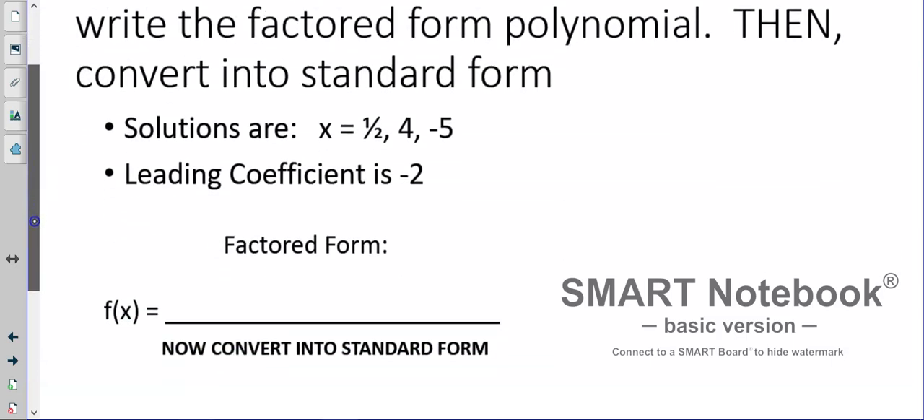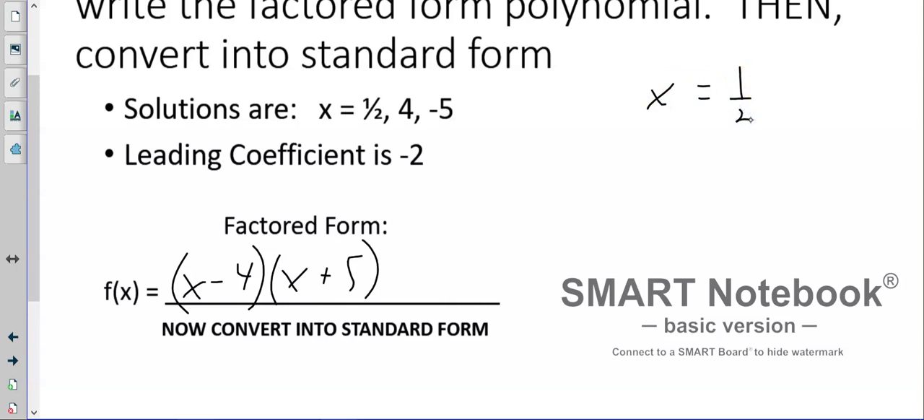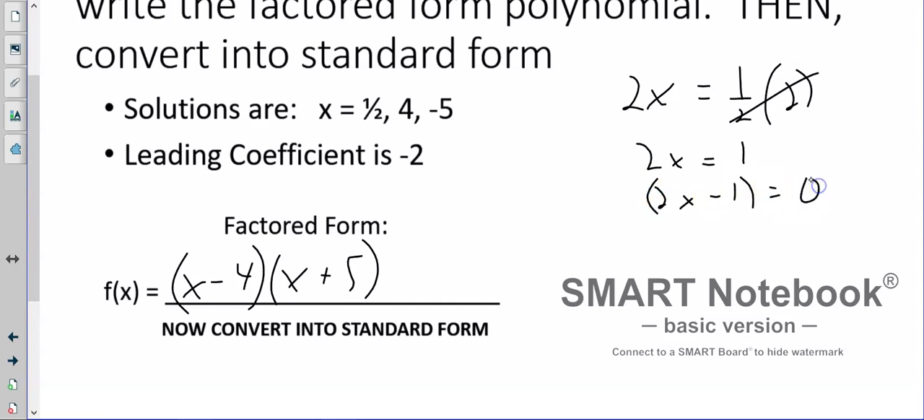Okay, same thing here. A little tricky here, a little curveball. So let's do the easy ones. 4 comes from x minus 4. Negative 5 comes from x plus 5. And let's think about this. X equals 1/2. All right? We want to get this by itself. So we have to multiply both sides by 2. And then subtract 1. Okay? So that's the other binomial.